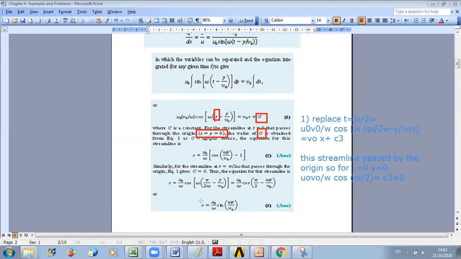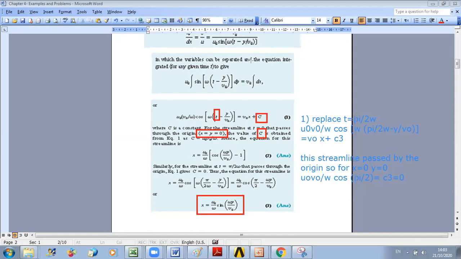As you can see here, the streamline that passed through the origin at t equal pi over 2 omega is different than the streamline that passed through the origin at t equals 0. And this is due to the transient process. Any question on this?